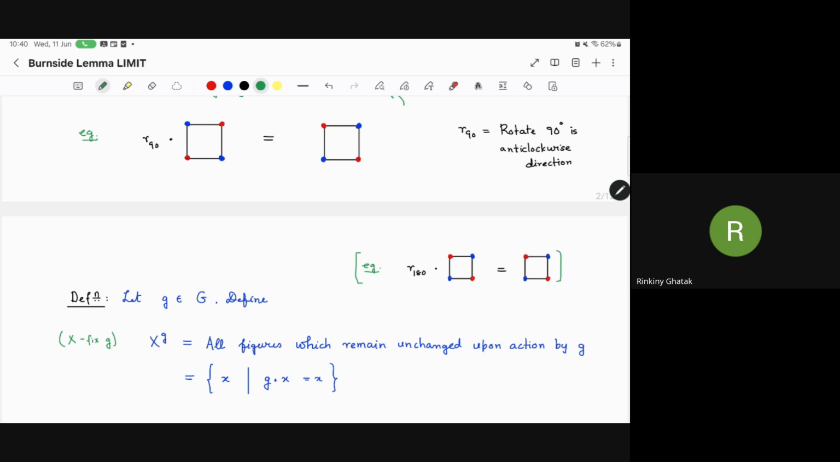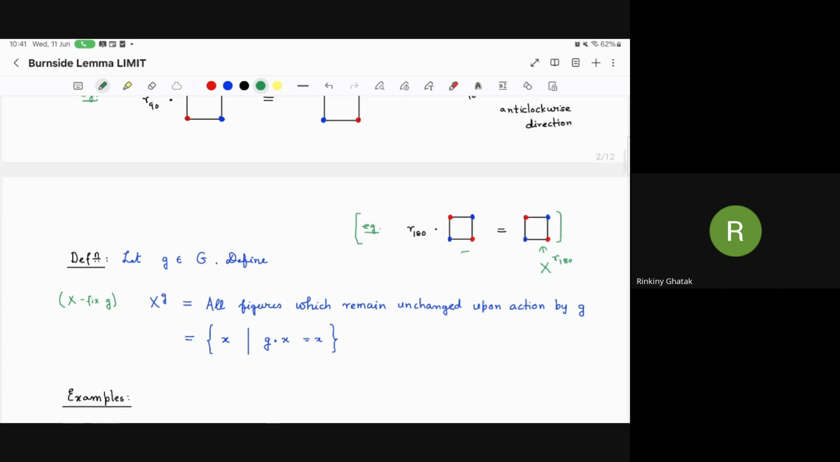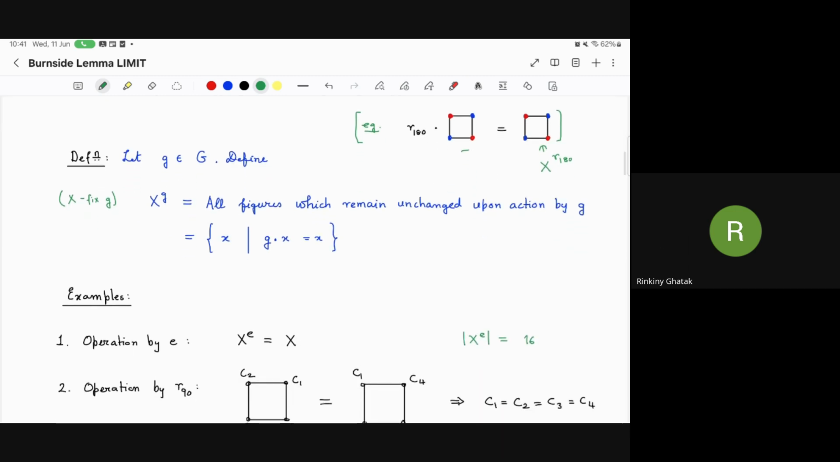X fix g is the set of all figures which remain unchanged upon the action by g. That is, g dot x, g applied on x, remains x. For example, if I take this figure, rotating it by 180 degrees does not change it. So this guy is an element of X R180. All right. So you have X g for 4 gs. g can be do nothing, rotate by 90, 180, 270 degrees. So let's figure out what those are.